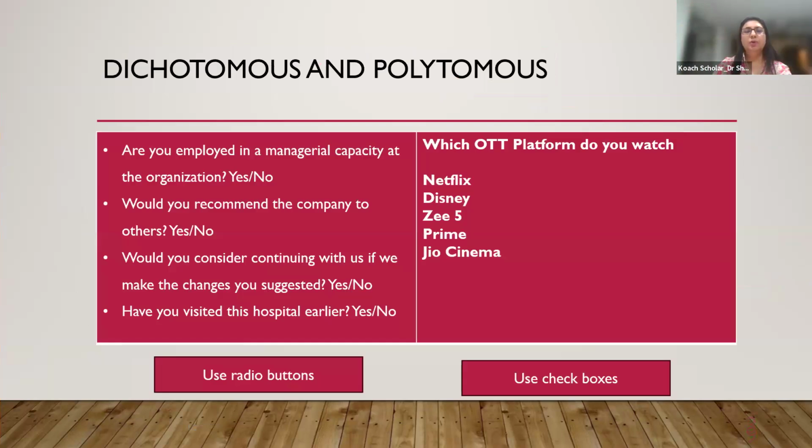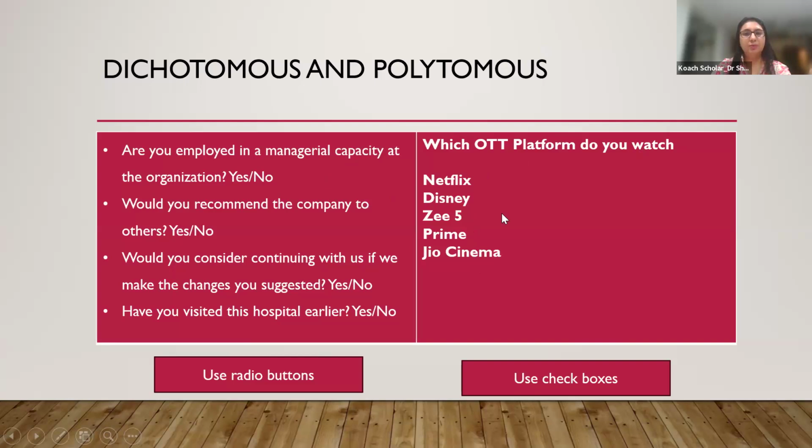Second, I've talked about the dichotomous and polytomous. So are you employed in a managerial capacity at the organization? You just have 2 categories, yes and no, right? Apart from asking the gender, your age, your income, your designation, you can ask certain other questions. Are you employed in managerial capacity? Would you consider continuing with this organization or not? How long you've been working with this organization? 5 years, 10 years, 15 years, some similar questions. And other polytomous could be which OTT platforms do you watch? So the answers could be 1 also, 2 also, 3 also.